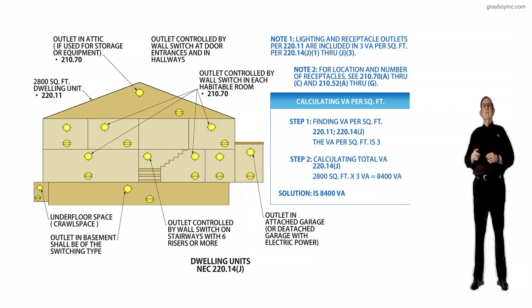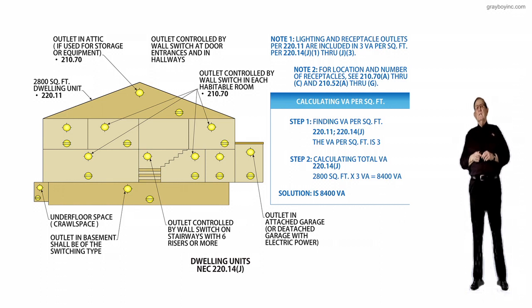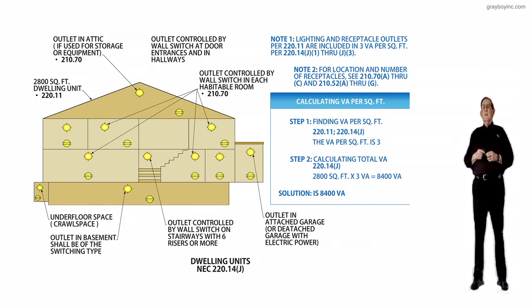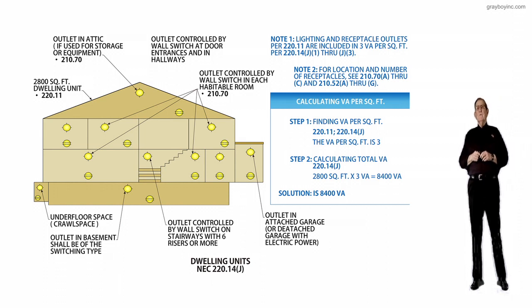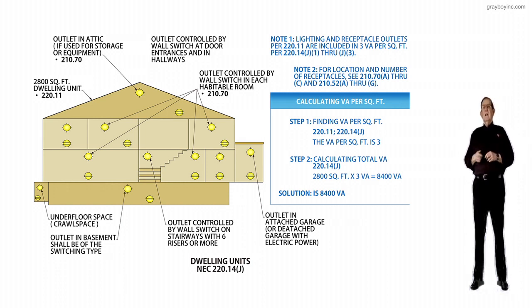Now, notice we have outlets for the attic. 210.70 regulates that. We would have outlets controlled by a wall switch at the door entry and hallways, and outlets controlled by a wall switch in habitable rooms. And we looked at the rules where some of that may be controlled by electronic-type switches, remote switches and so forth, which is now permitted. And then the crawl spaces, we looked at those. We looked at the receptacles in the basement and those rules, when required, finished or unfinished. Outlets in attached or detached garages, we looked at all of that and came up with these rules.